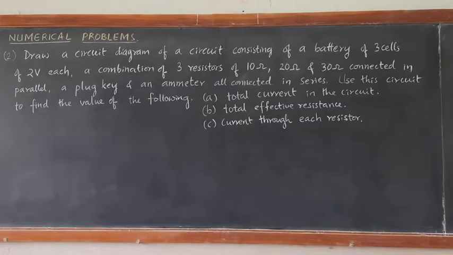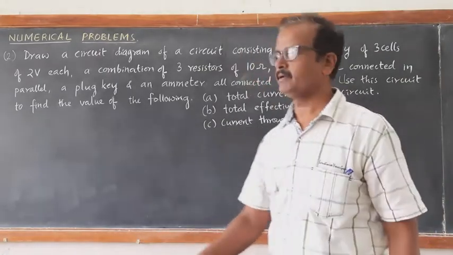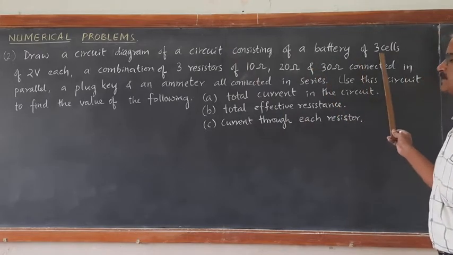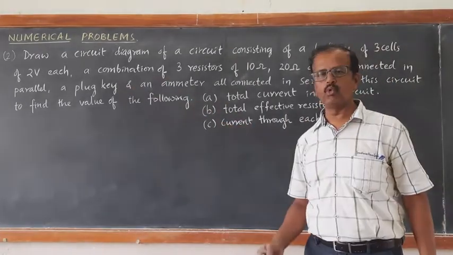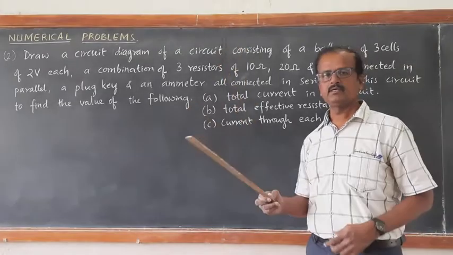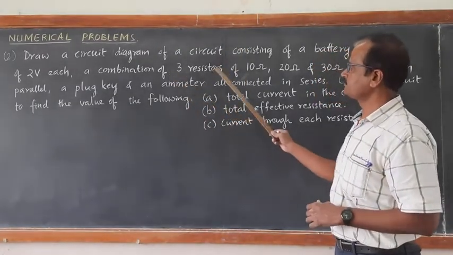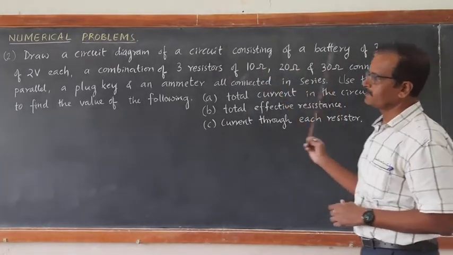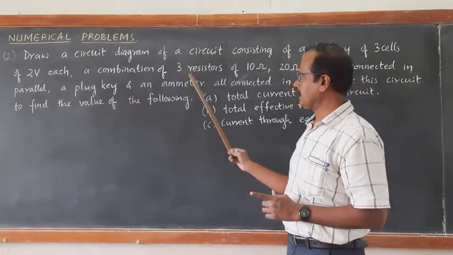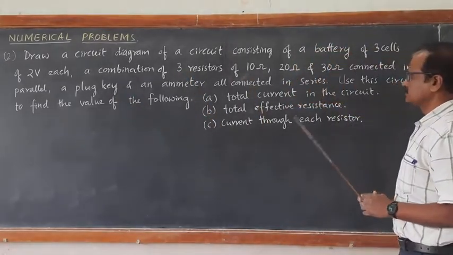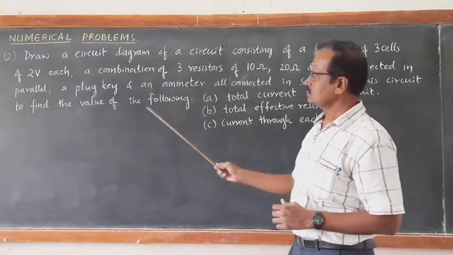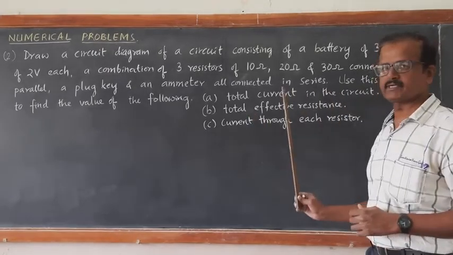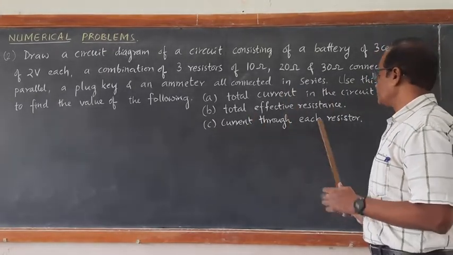Look at this problem. This is also asked in the previous year question paper. Draw a circuit diagram of a circuit consisting of a battery of 3 cells, each of 2 volt, a combination of 3 resistors of 10 ohm, 20 ohm and 30 ohm connected in parallel, a plug key, an ammeter, all connected in series. Use this circuit diagram to find the total current in the circuit, total effective resistance of the given combination, and current through each resistor.